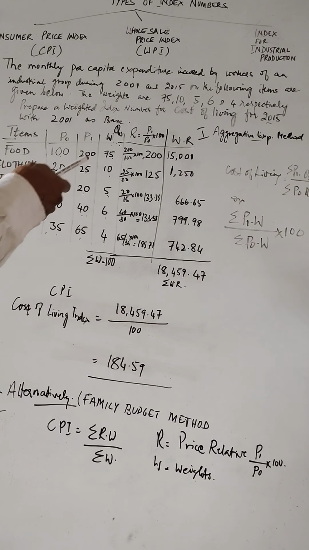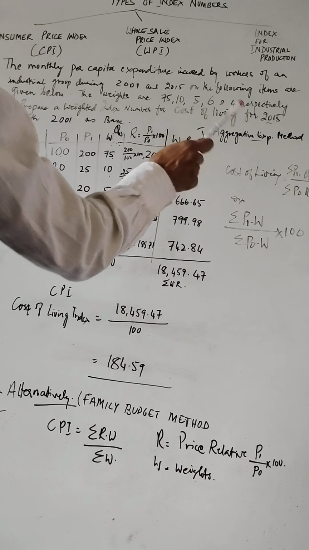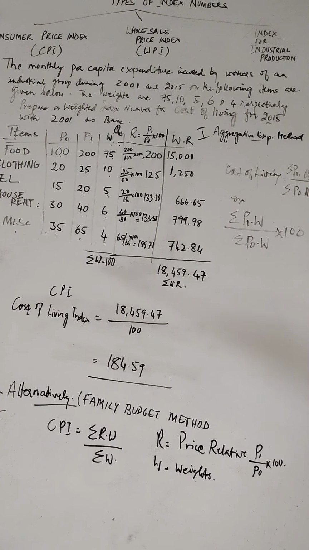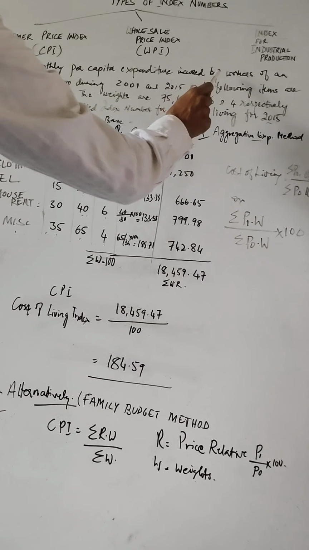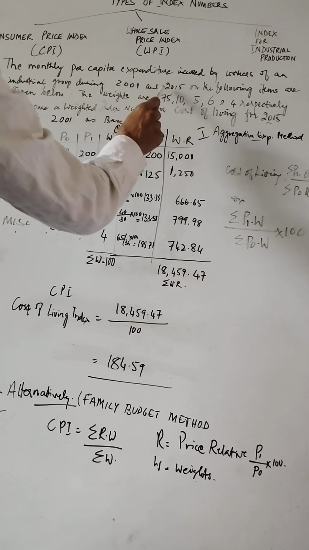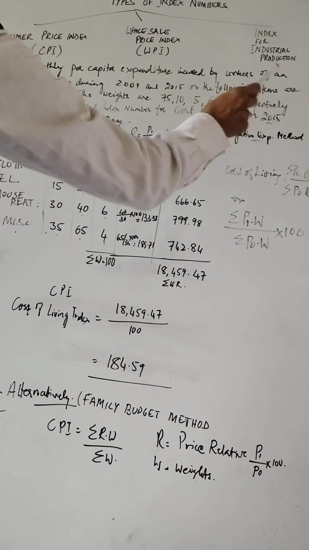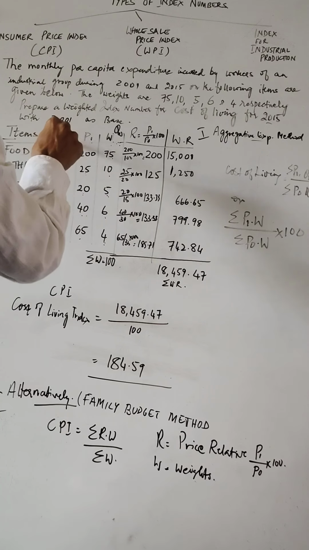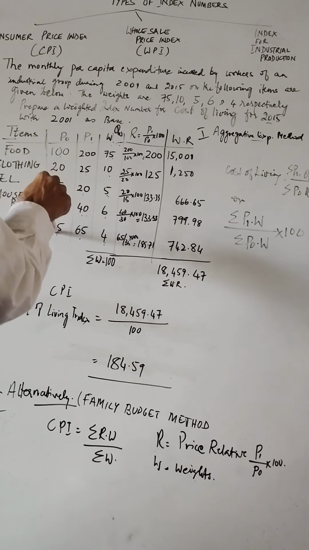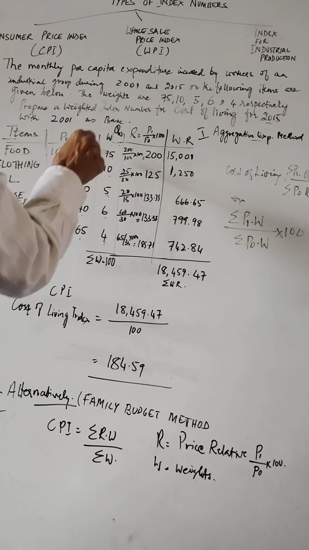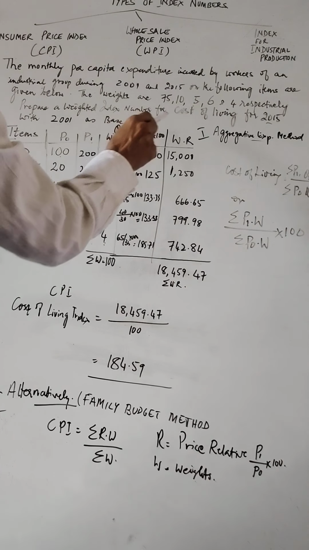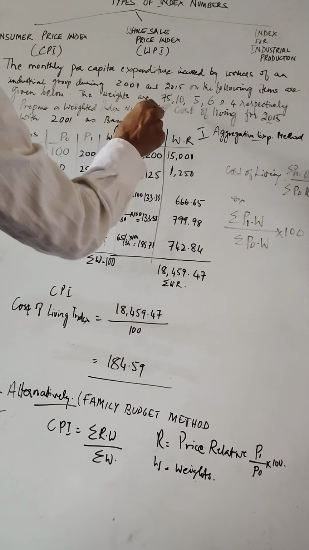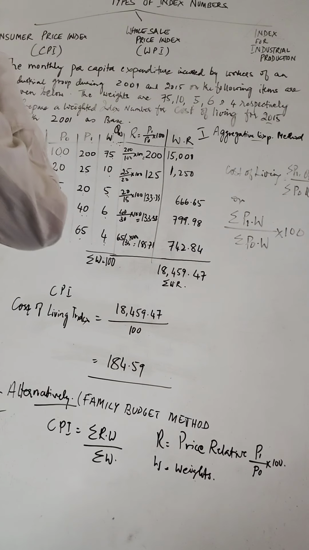With this numerical, we solved it with the aggregative expenditure method, and now we have taken the same numerical, that is a monthly per capita expenditure incurred by workers of an industrial group during 2001 and 2015 on the following items are given below. So price in the base year is given here, price in the current year, that is 2015, is given here, and the weights are 75, 10, 5, 6 and 4, which is written out here. And respectively, prepare a weighted index number of cost of living for 2015 with 2001 as base.